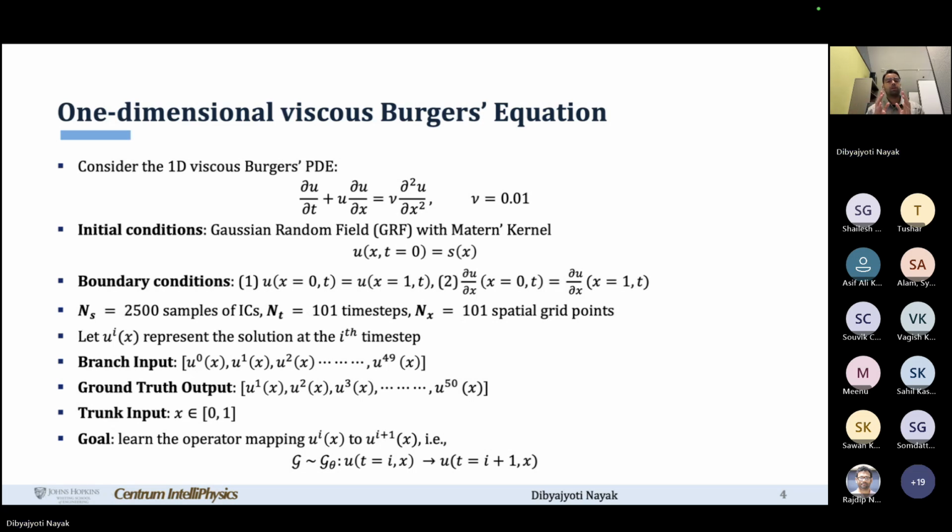Now, recall that in the autoregressive learning paradigm, we wanted the network to learn a mapping from the solution at a particular time t to the solution at a particular time t plus 1. So in order to mimic that, we have to arrange our data set in such a way that we can make the DeepONet learn this kind of mapping.